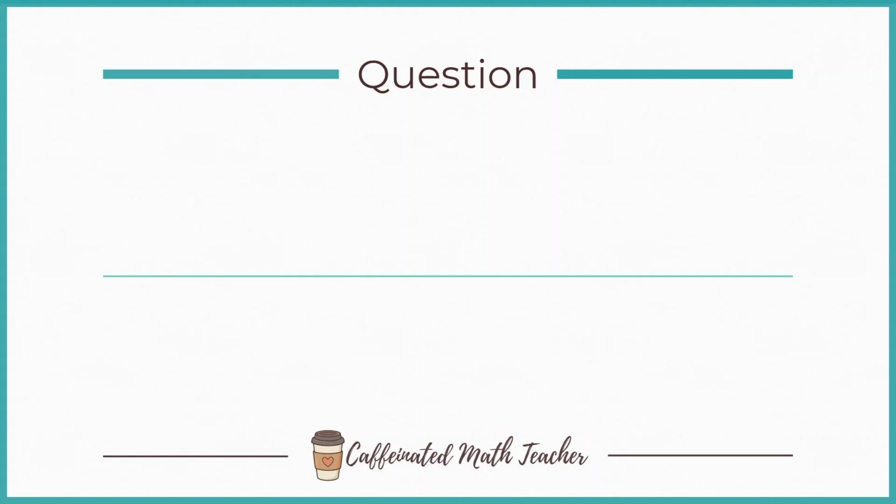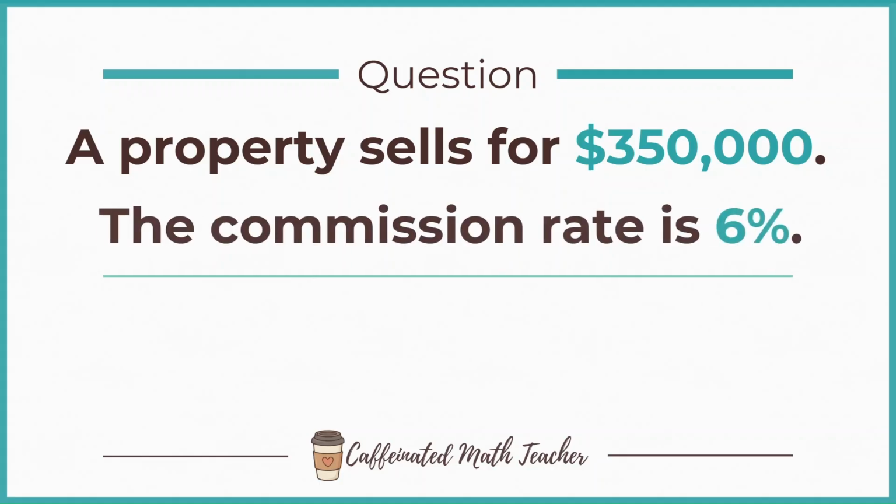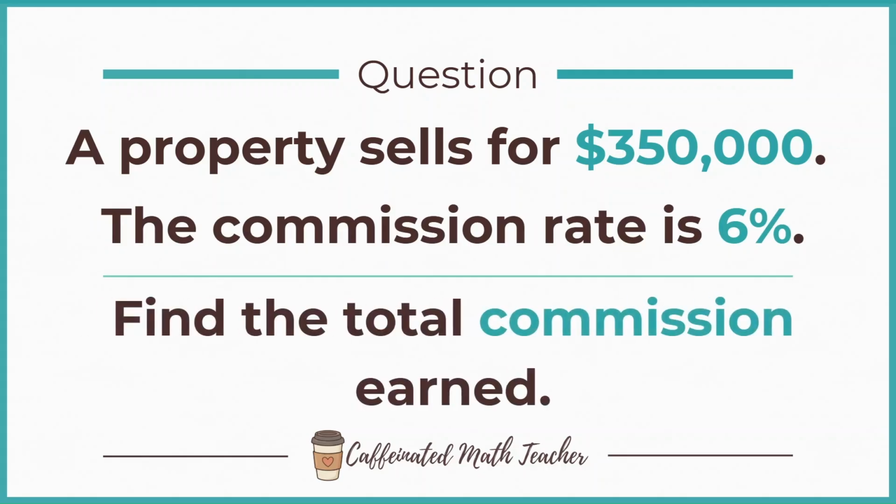So let's look at this example that is similar to what you might see on the exam. A property sells for $350,000. The commission rate is 6%. Find the total commission earned.